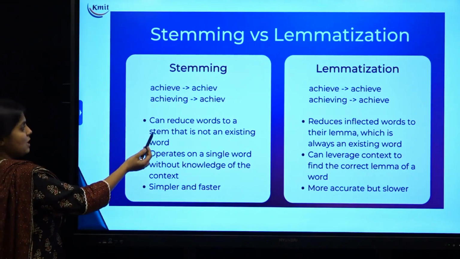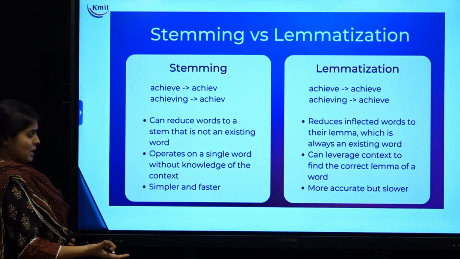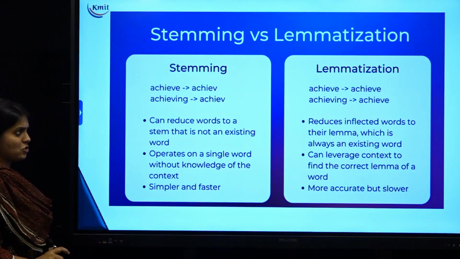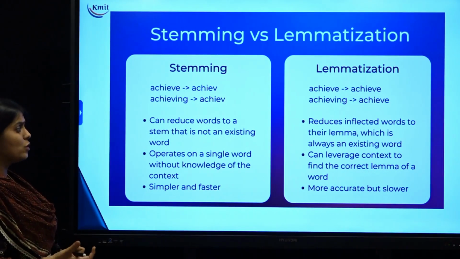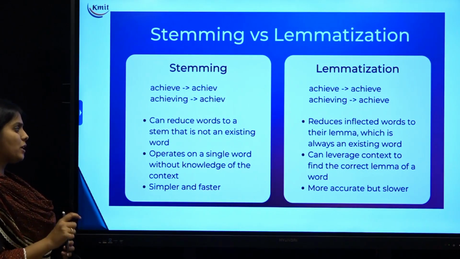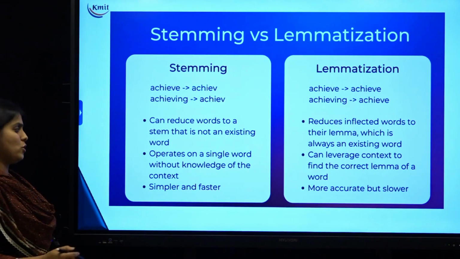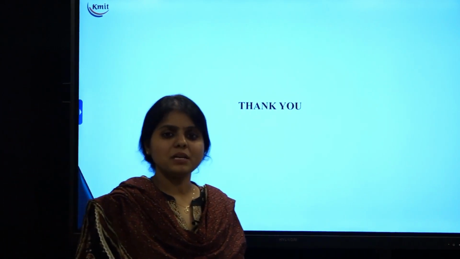Stemming is used for reducing words to a stem that may be meaningful or meaningless. It operates on a single word without knowledge of the context, but it is simple and faster. Lemmatization reduces the inflected words into a meaningful lemma. It can take context into consideration. It is more accurate but slower in process. So this is all about tokenization, stemming, lemmatization, and the building blocks of NLP, which are characters, words, phrases, morphemes, etc. Thank you so much.